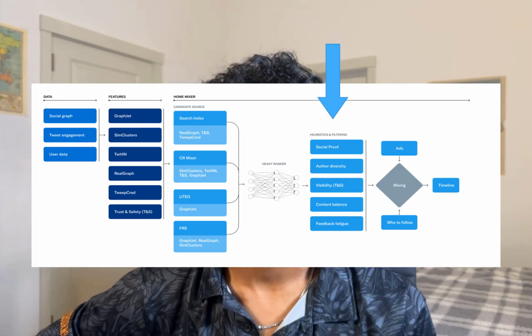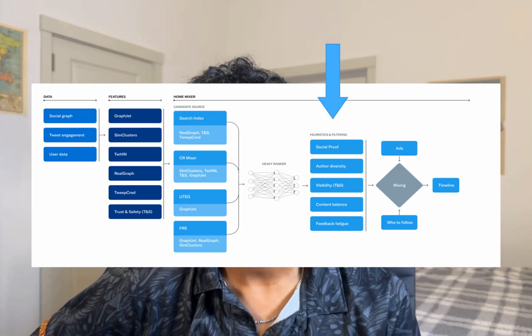The last phase is final checks and balances. Before you see anything, a few common sense rules are applied. There's 3 main ones I'll point out. The first is author diversity. You won't be seeing 10 tweets from the same person. The second is content balance. It'll try to give you a mix of topics. The third is no repeats. It avoids showing you the same tweet you've already scrolled past. And of course, it removes content from accounts you've blocked or muted. So that is the whole X For You algorithm in a nutshell.